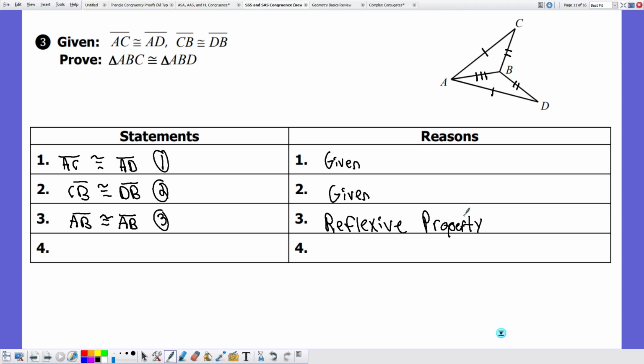And therefore, we can establish that triangle ABC is congruent to triangle ABD because of, again, side, side, side congruence. So, pretty easy so far. In the next couple problems, we'll explore different ways to prove congruent triangles.